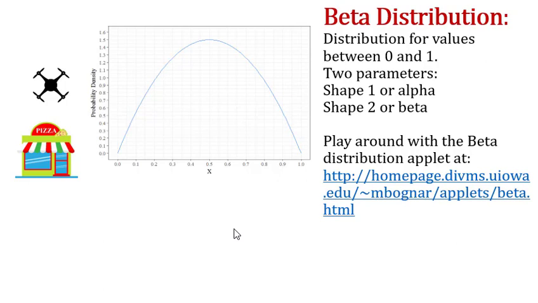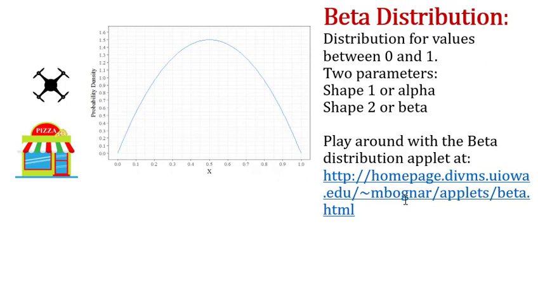An important thing is that the beta distribution has two parameters, shape 1 and shape 2, or sometimes called alpha and beta. The way they work, you have to see it. So I'm going to go to this website in which there is an applet to play around with the two parameters of the beta distribution and see the shape.